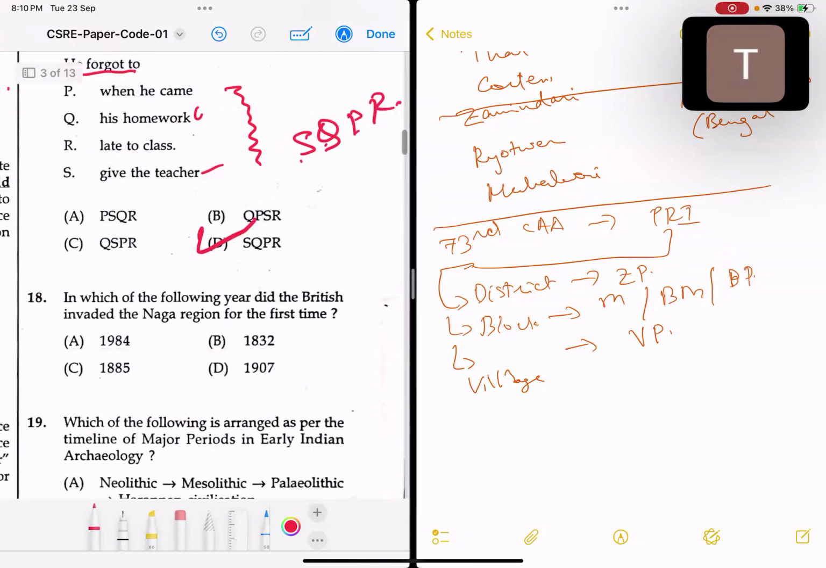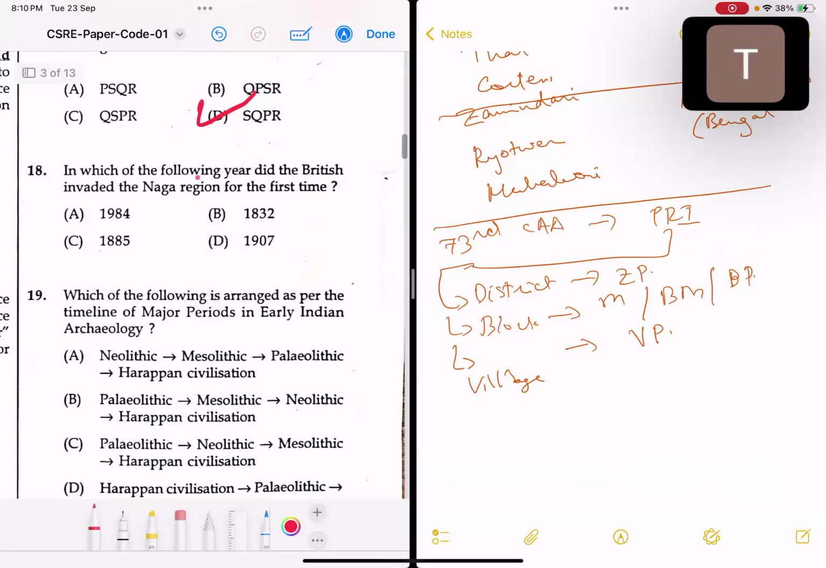Question number 18. In which of the following year did the British invade the Naga region for the first time? So here again, this is a very factual thing. Nothing much to think about or analyze. It is the year 1832, right?